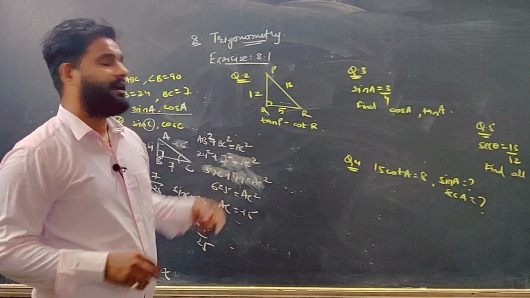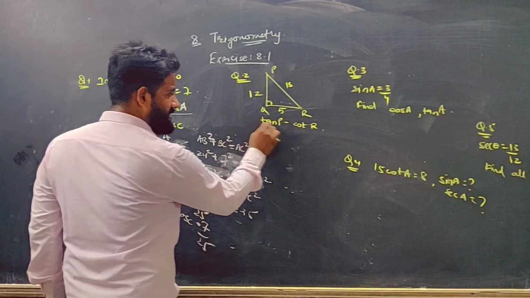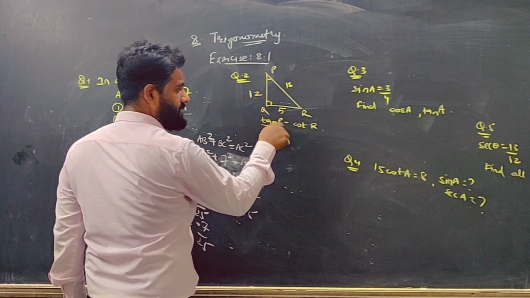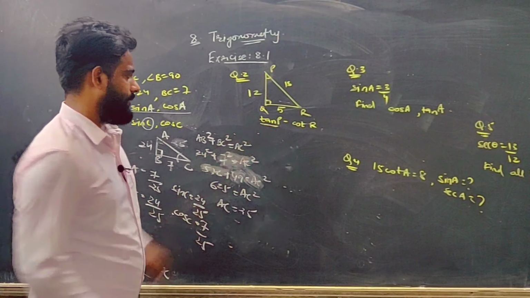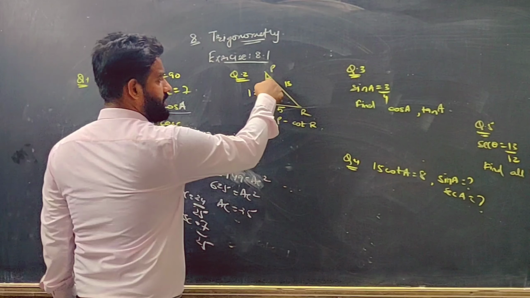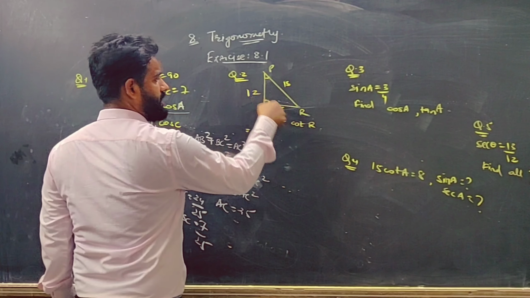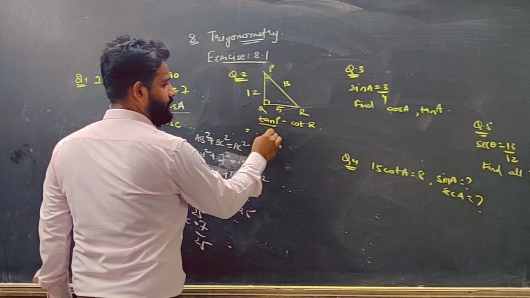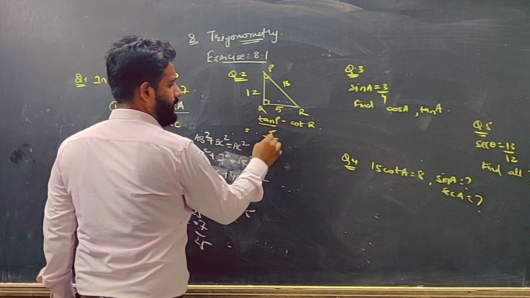They are asking me tan P minus cot R. So for this, I have to consider this P as theta, because they are telling me tan P. Now tan P is what? Opposite upon adjacent. What is opposite to this P? 5 upon adjacent, which will be 12.